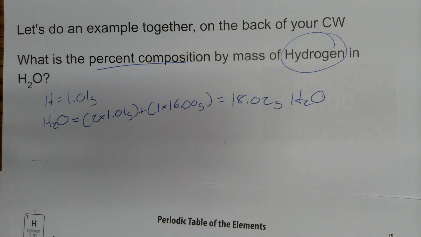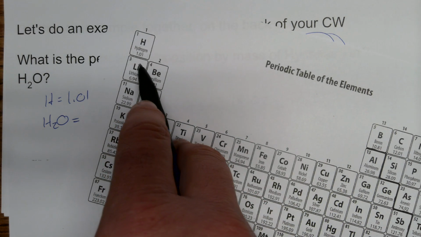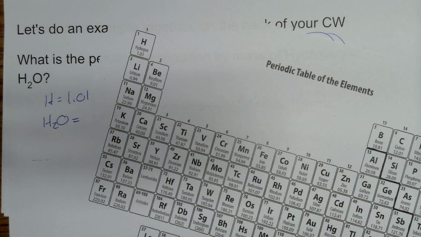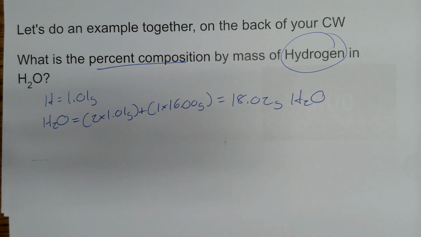So, I got the molar mass of hydrogen straight from the periodic table. 1.01 grams. Where did I get that? I looked at my hydrogen box. 1.01. Boom. Easy. Snagged it right from the periodic table. Molar mass of my water molecule, I had to add up all the values that were there. Add up all the atoms. 2 times 1.01, that's my mass of my hydrogens, plus 1 times 16.00 grams, that's the molar mass of oxygen, yielding me 18.02 grams of water.